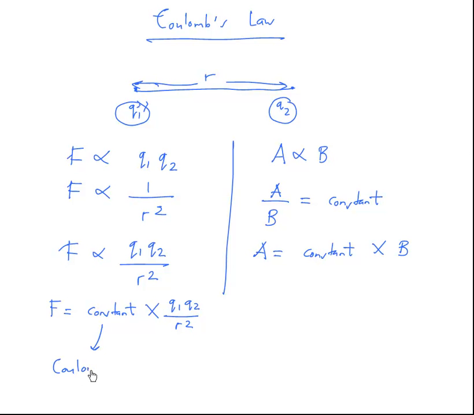This constant is called Coulomb's constant, and it is special in that it has a formula of its own. Its formula is 1 by 4 pi epsilon.